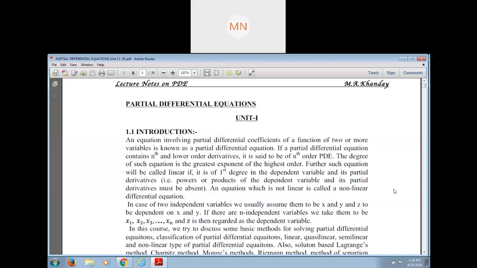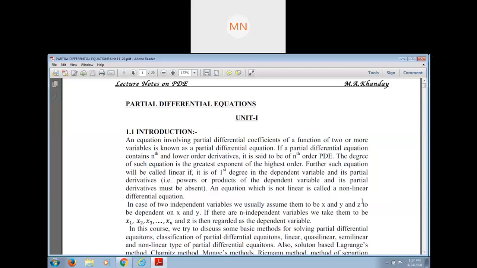If the degree is 1, if it is first degree in the dependent variable, then we call it a linear differential equation. So here also the partial differential equation is said to be linear if it is of first degree in the dependent variable and its partial derivatives. An equation which is not linear is called non-linear.